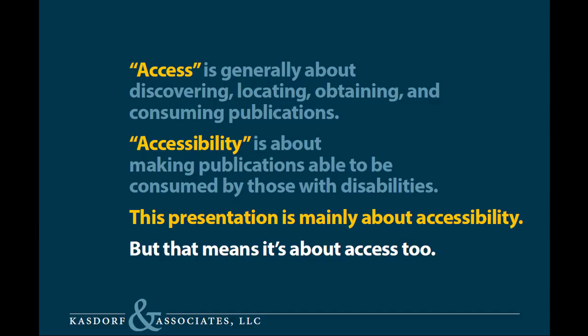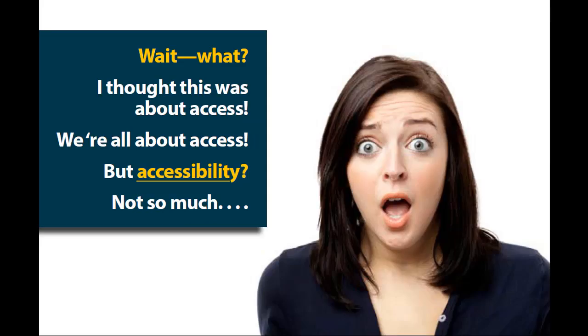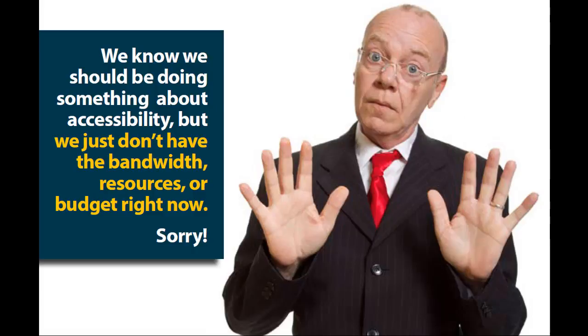The reaction I get, particularly in scholarly publishing, looks about like this: wait a minute, I thought you were talking about access. I really care about that. We're working hard on that. Accessibility, not so much. And nobody disputes that it's important, right? So basically, the problem is, yeah, we know we should be doing something about it, but we just don't have the bandwidth or the resources or the budget right now to do this, right? So, sounds good, maybe later. That's an old STM joke.